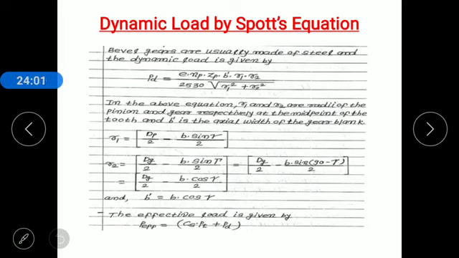In the above equation, r1 and r2 are the radius of the pinion and gear respectively at the midpoint of the tooth, and b dash is the axial width of the gear blank. Remember that b dash is the axial width of the gear blank. Everyone knows how to find the mean radius of pinion and gear.